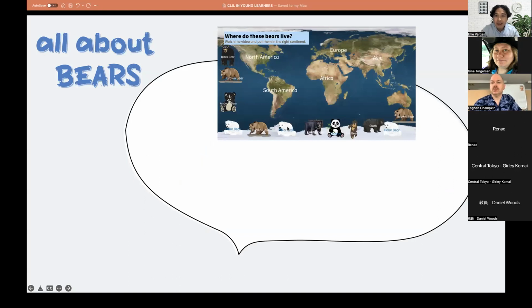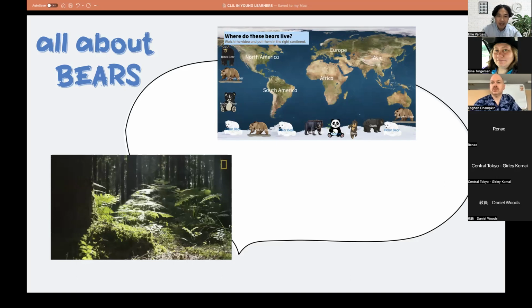This is another way as well. It's a world map with all the bears on the side. We learned about bears in one of my sixth grade classes. I showed them a video from National Geographic Channel about bears in the world, and they moved the bears to the continents where they live. So if you could, we could listen to the video right now, you could notice it's natural speed. It's too fast and too difficult for usual elementary school students.